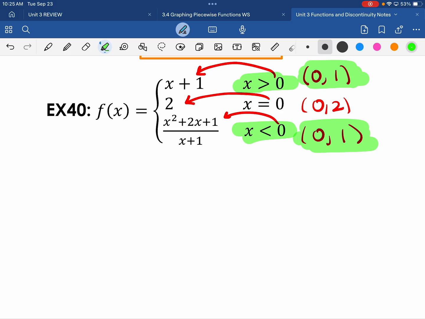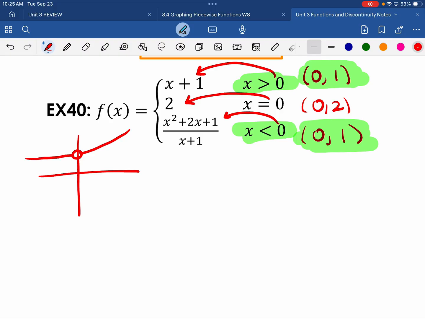All right, so what's happening on this graph is the one function is going over here to 0, 1. The left function is going over here to 0, 1. But there's a random point at 0, 2. Does that make sense? So what kind of discontinuity would that be? A hole. So the 2 sides match up, 0, 1 and 0, 1. Those match up, but the point is not at that spot. So that's why there's a hole there. So we're going to say that there's a hole at 0, 1.